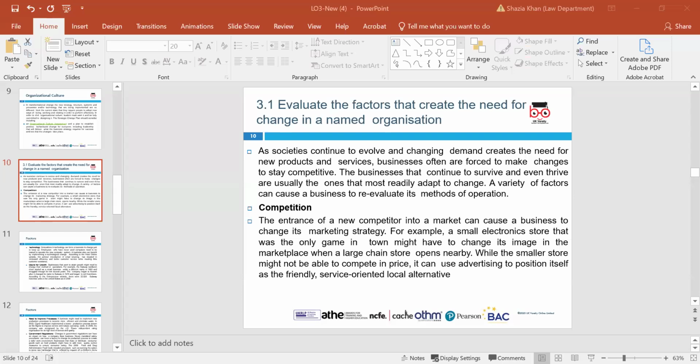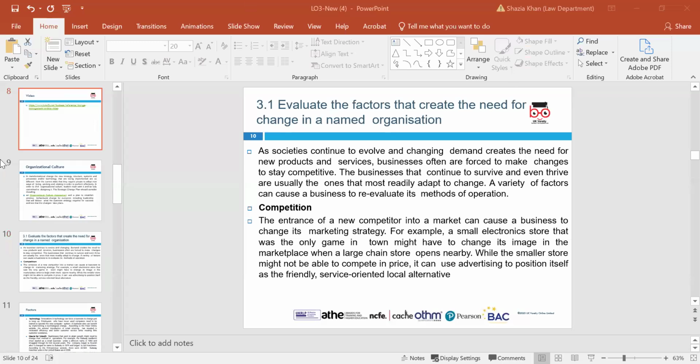There are different elements that can identify the need for change. It could be competition, like the entrance of a new competitor. That's mostly the main thing when it comes to an organization changing. We need to change things, we need to make sure our product is better than the other elements of the new organization, and change the brand. These are things that need to be changed.